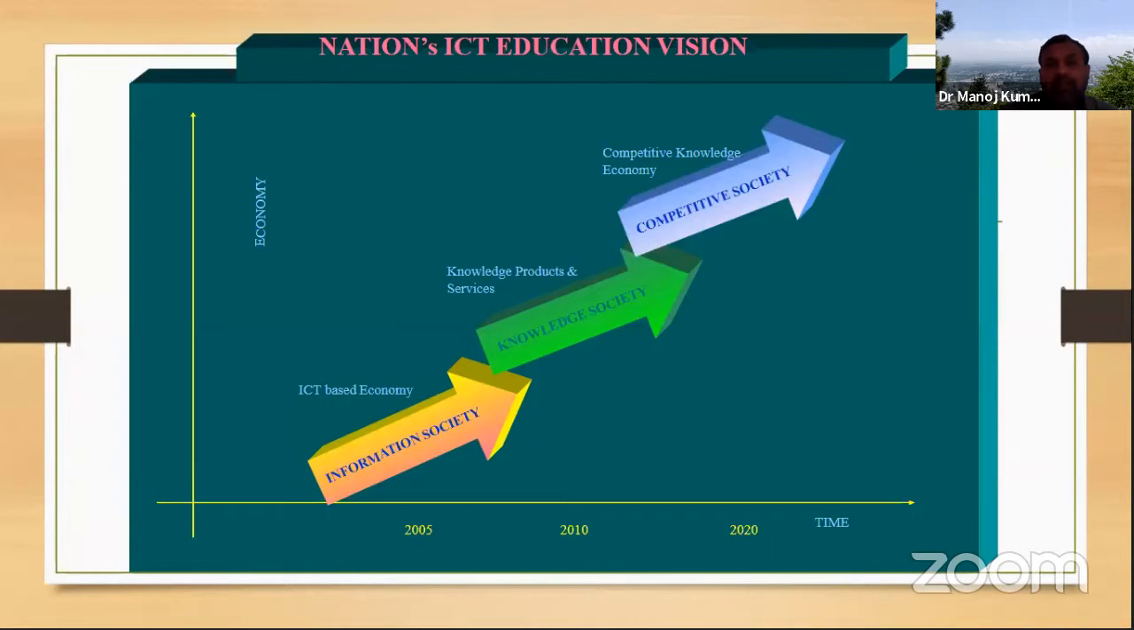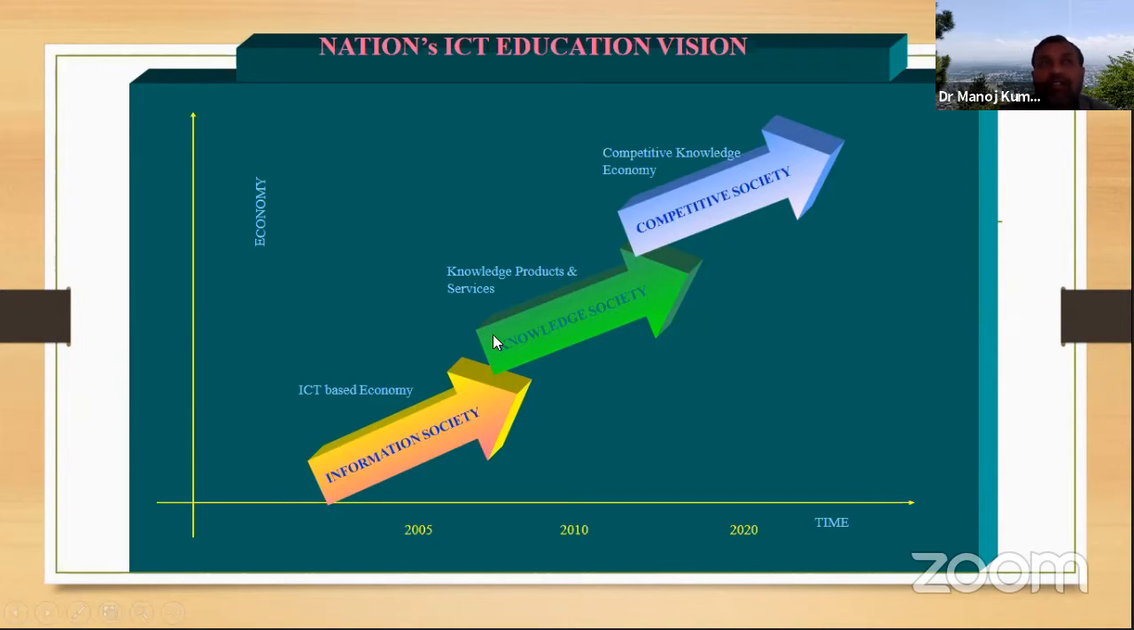So we are transforming our education vision from information society to knowledge society to the competitive society. So that is how, if we are transforming our education system, our economy will also keep on increasing.